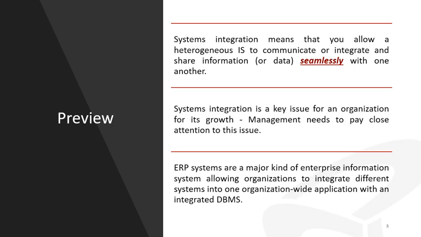Enterprise information systems play a key role in system integration. ERP systems are a major kind of enterprise information system that allows organizations to integrate the heterogeneous systems into one organization-wide application with an integrated database management system. In this lecture, we will trace the origin of how information systems have evolved into a heterogeneous collection of isolated systems, their relationship with an organizational structure, the value of system integration, and the role of ERP in systems integration.